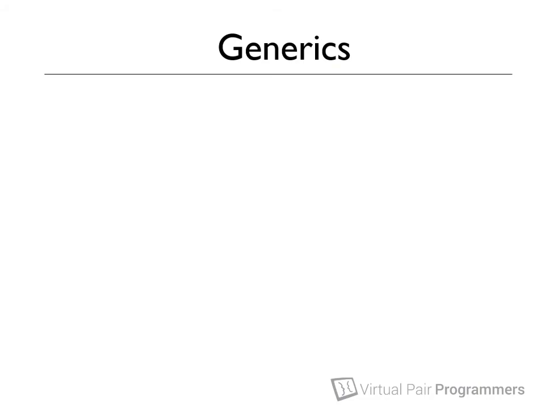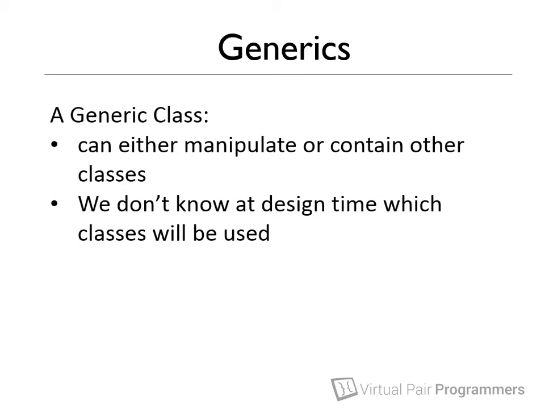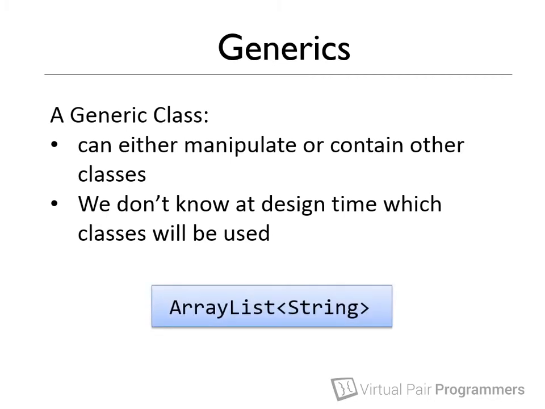To try and start with a general description of what a generic class is, I think we'd say that a generic class allows us to either manipulate another class or contain another class, but we don't know at design time which classes are going to be used with it. A good example of a generic class would be the ArrayList. We can create array lists of strings, integers, or any type we like.